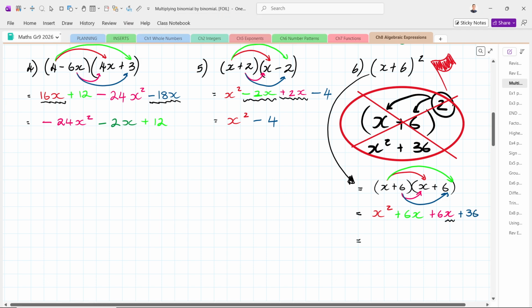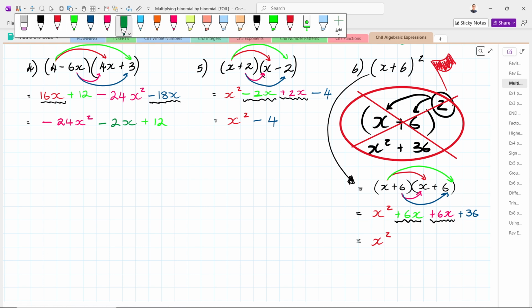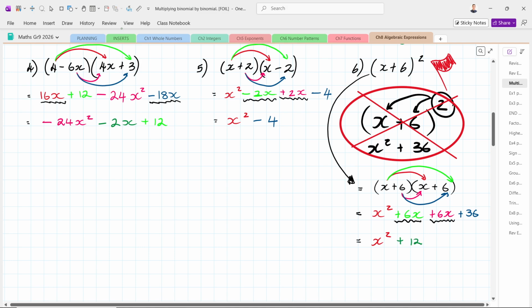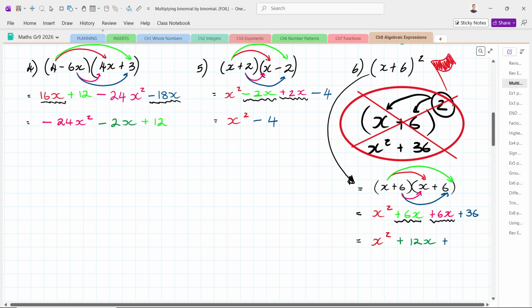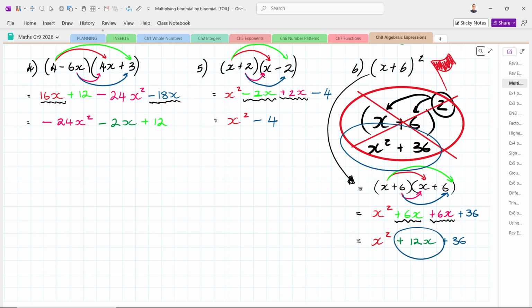Leaving me with like terms in the middle. The x squared stays. 6x plus 6x is going to give me 12x. And the 36 stays. And here you can see that is the main difference between the approach that we're not going to use and foiling it properly, is that middle term that ends up missing if you just give the power to both the terms inside.